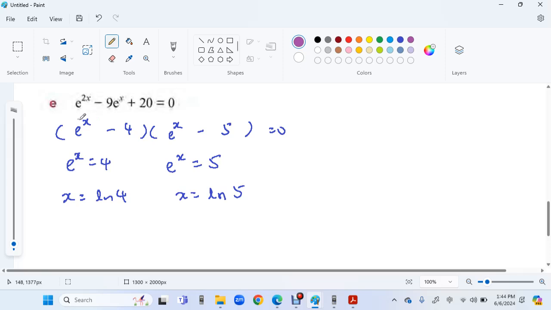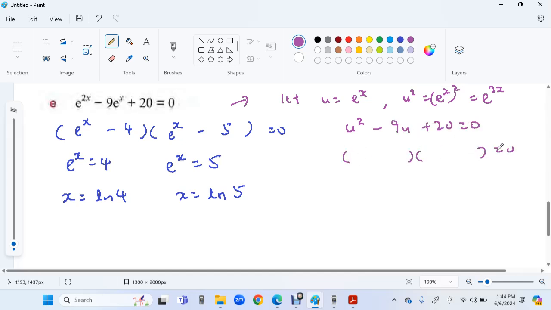If you don't know how I get the second step, then you can let u equal to e power x. Then u squared will be e power x squared, then it will be e power 2x. So this one will become u squared minus 9u plus 20 equal to 0. Then we have (u minus 4)(u minus 5). Then we have u equal to 4, u equal to 5. Then we come back to this.